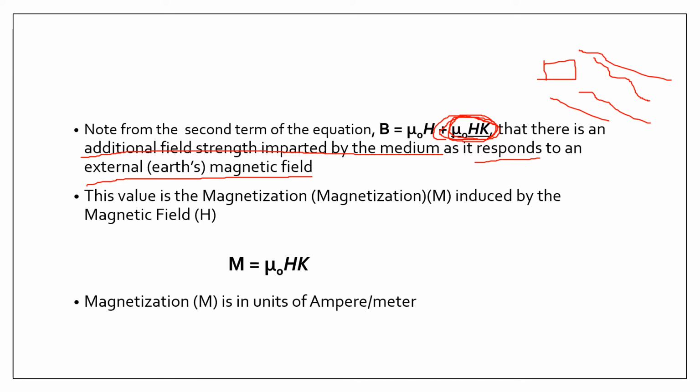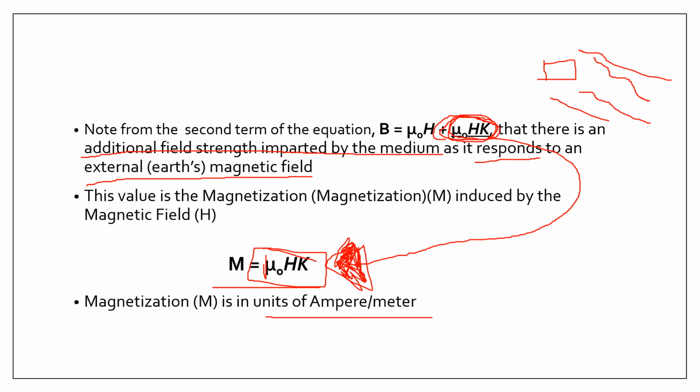Now we call that quantity magnetization. Magnetization is basically the response of your material. So magnetization, big M, is equal to mu naught times the magnetic field H times magnetic susceptibility. That is basically the additional response due to your material reacting with the Earth's magnetic field, and this is typically expressed in units of ampere per meter.